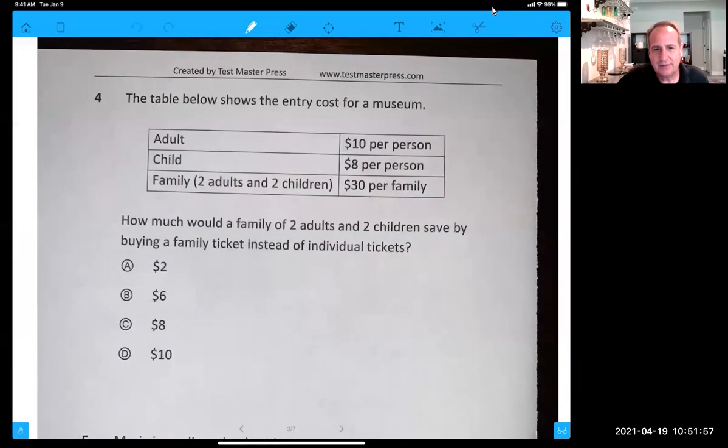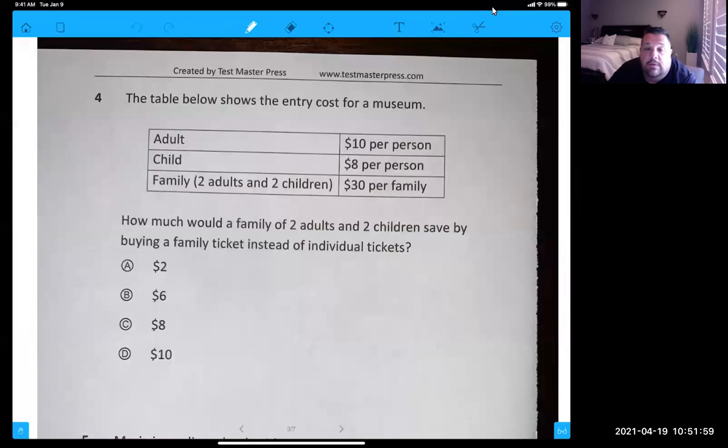All right, if you're at home, pause and solve. Okay, now that they've unpaused and they're listening for our explanation, this is what it costs to get into a museum. So how much would a family of 2 adults and 2 children save by buying the family ticket instead of individuals? You save a lot.